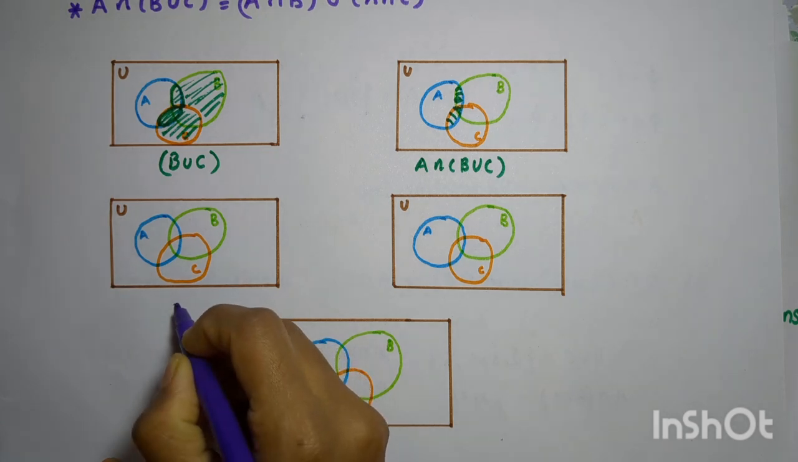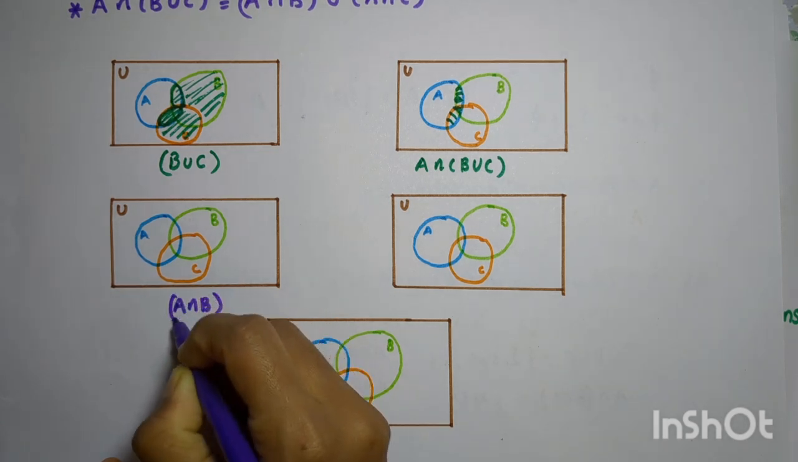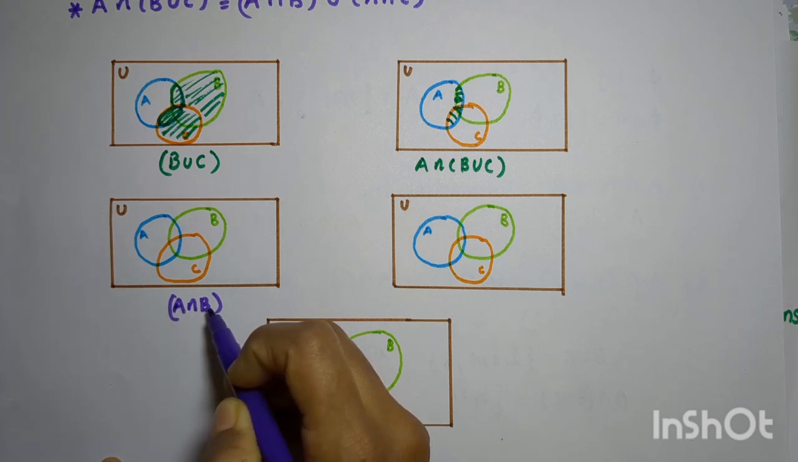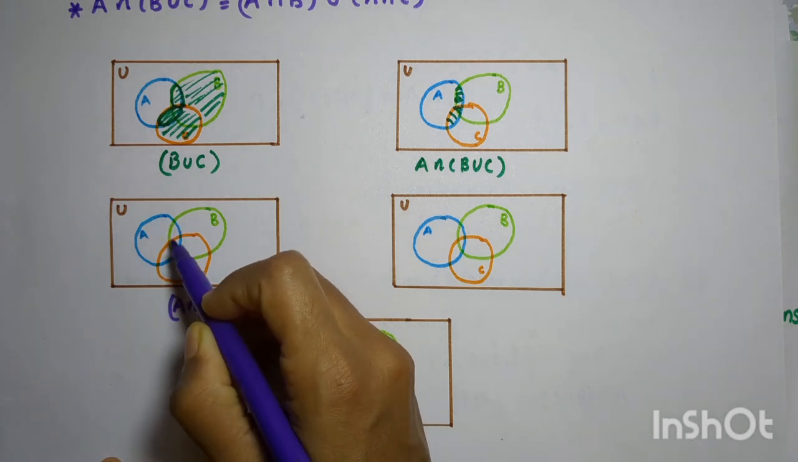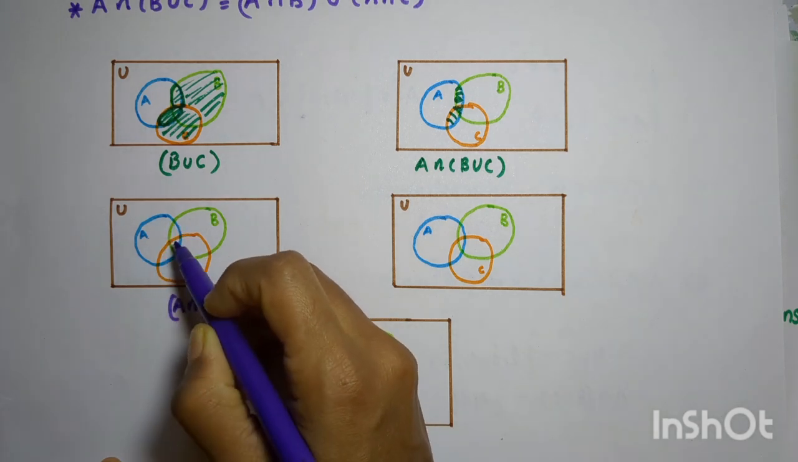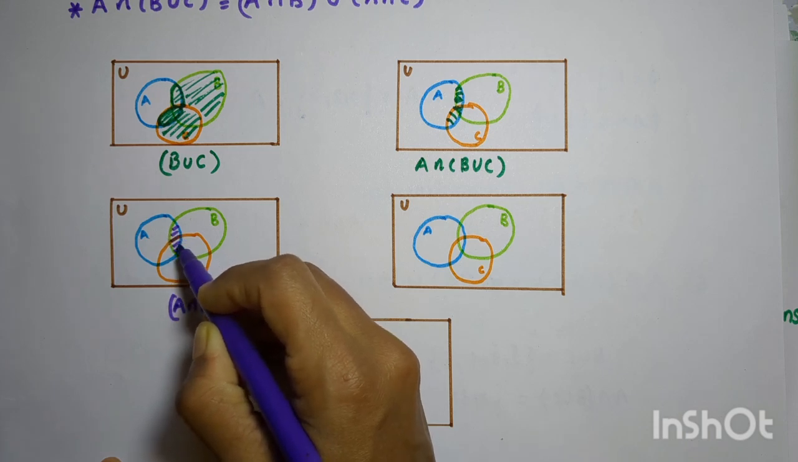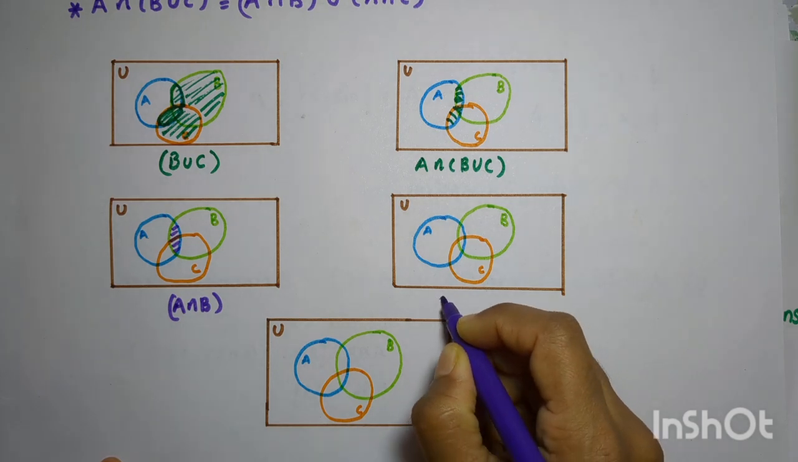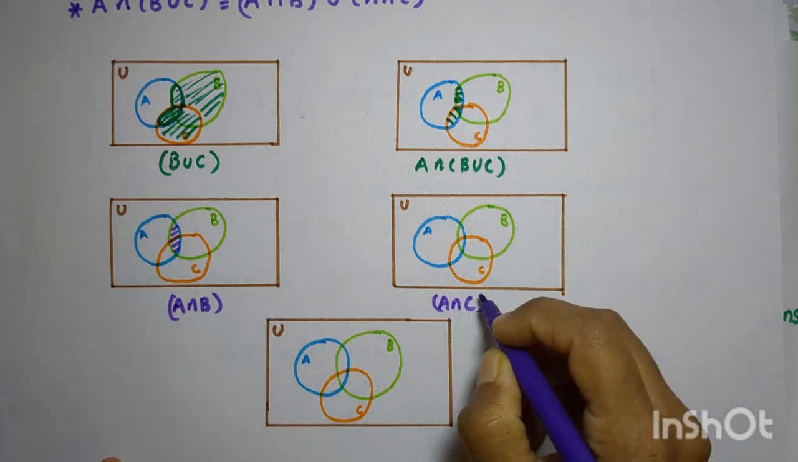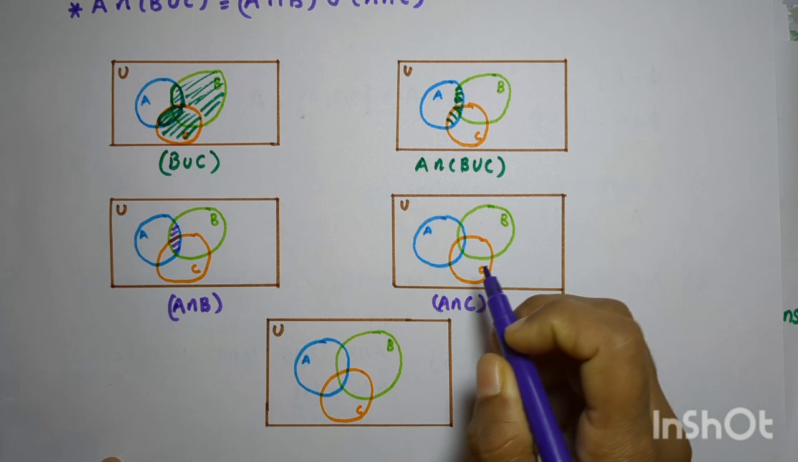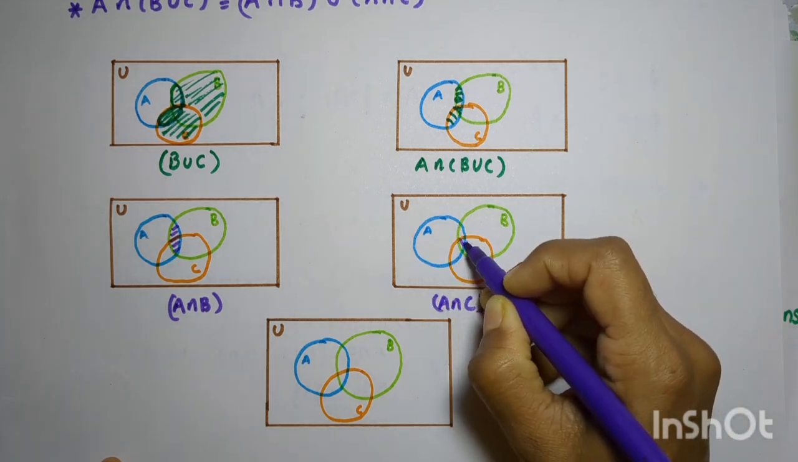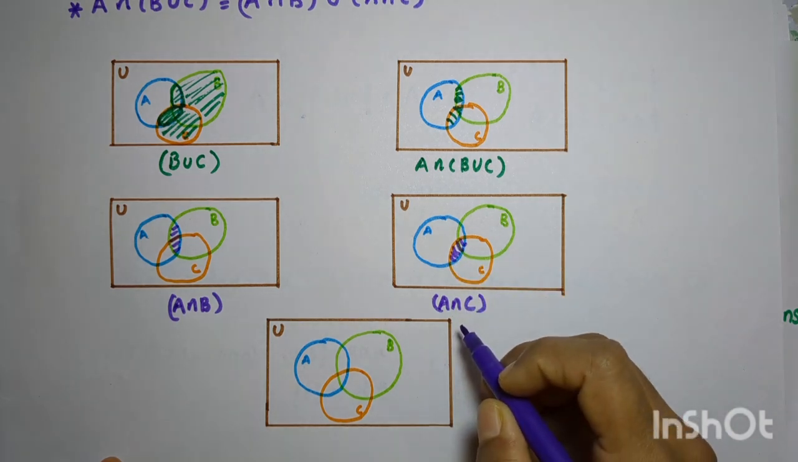Now if we consider A intersection B, we just want to shade the common areas of A and B. You see A and B share this particular common region. So this represents A intersection B. Now if we consider A intersection C, we want to consider the common portions shared by A and C. You see A and C share this common portion.